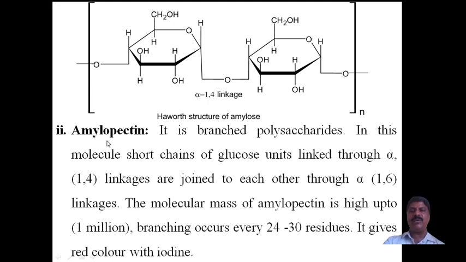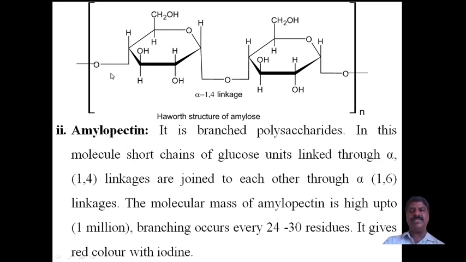Therefore, how is it identified whether it is amylose or amylopectin? When we take iodine solution and add it to amylose, it gives a blue color, whereas amylopectin gives a red color.